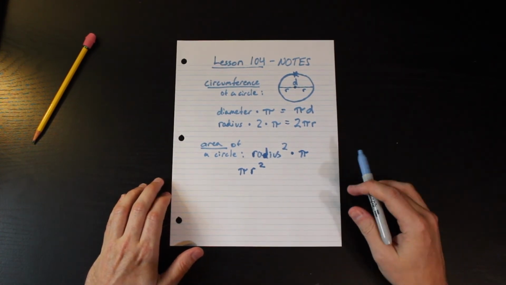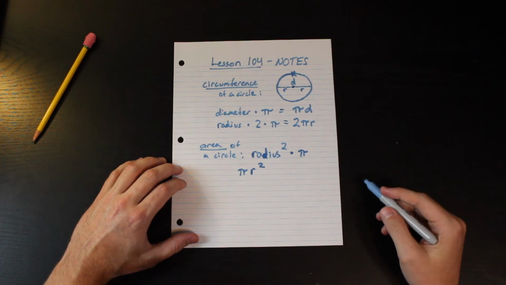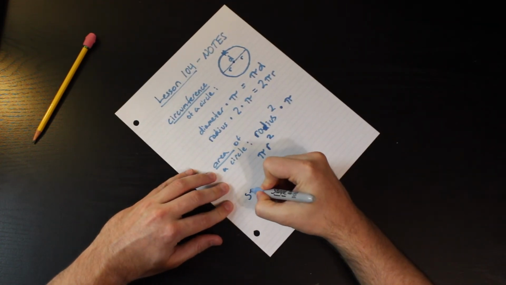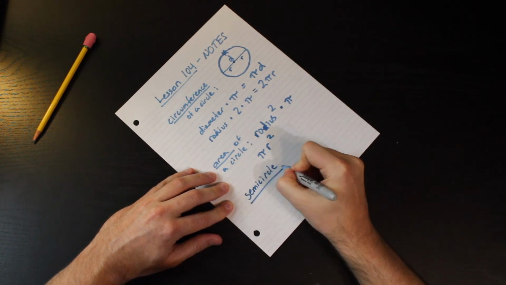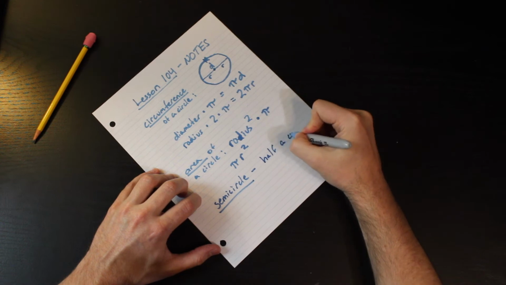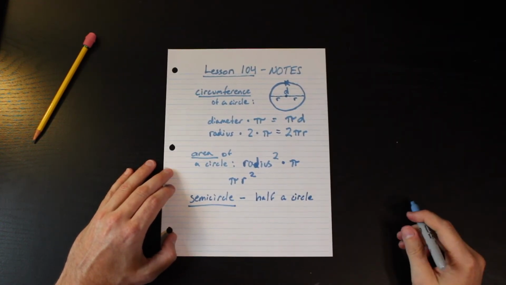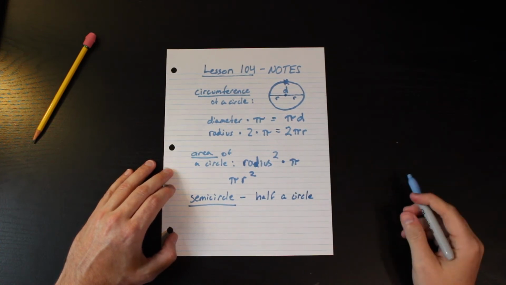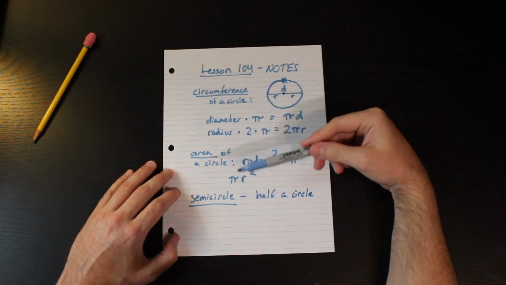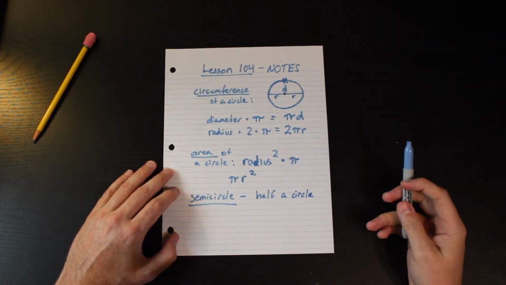Knowing these formulas, we should be able to figure out the formula for a semicircle. But first, let's define a semicircle in our notes. A semicircle is half a circle. That was easy. So if a semicircle is exactly half of a circle, we should be able to figure out the formulas for a semicircle by taking our circle formulas and dividing them in half.